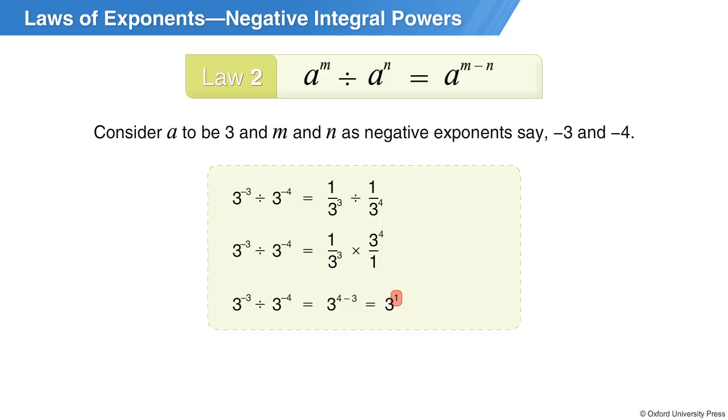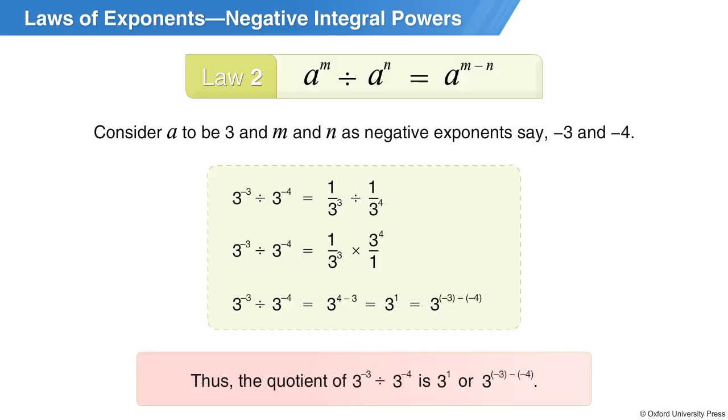Note that the exponent 1 is the difference of minus 3 and minus 4. Thus, the quotient obtained when 3 raised to the power minus 3 is divided by 3 to the power minus 4 is 3 raised to the power difference of minus 3 and minus 4. Hence, the second law of exponents holds for negative exponents.